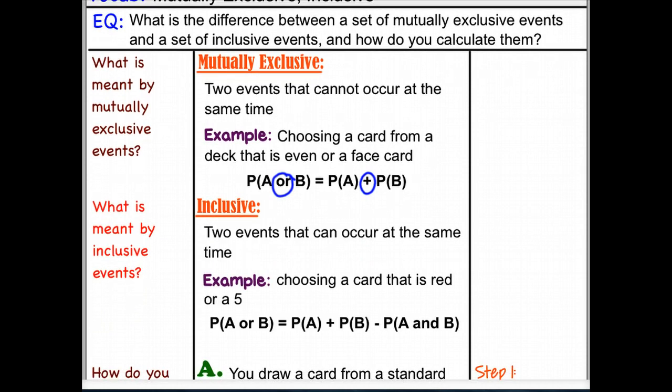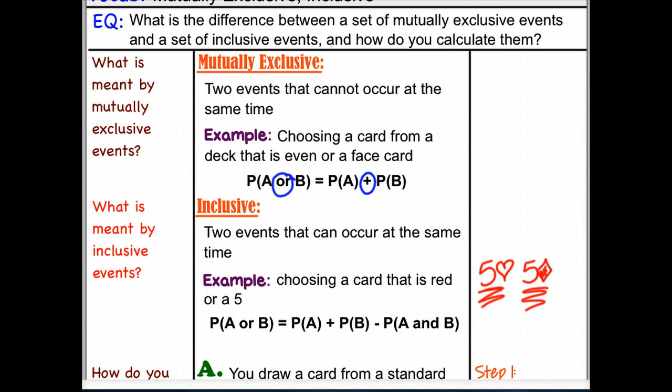On the other hand, with inclusive, what inclusive means is that we have two events that can occur at that same time. So if we are choosing a card from a standard deck of cards, if we want to choose a card that is red or a 5, well, I know that I have a 5 of hearts. I also have a 5 of diamonds. That means that I have 5 and red occurring at the same time. And if we just take the probability of A plus the probability of B, we're going to count this 5 of hearts and this 5 of diamonds twice. We don't want to do that, so we subtract off the probability of it being both. So that way we make sure we don't double count it, but we're only counting it once.